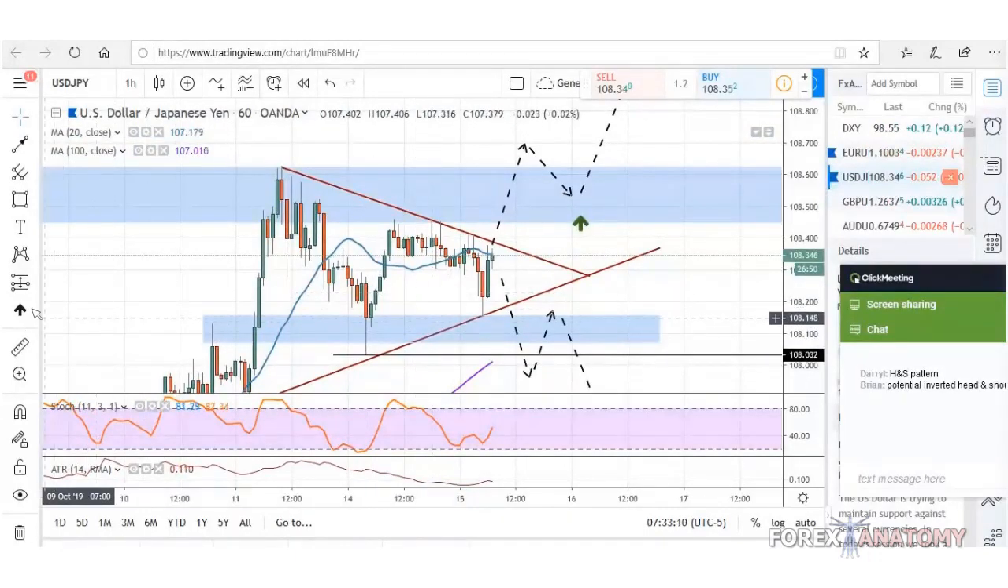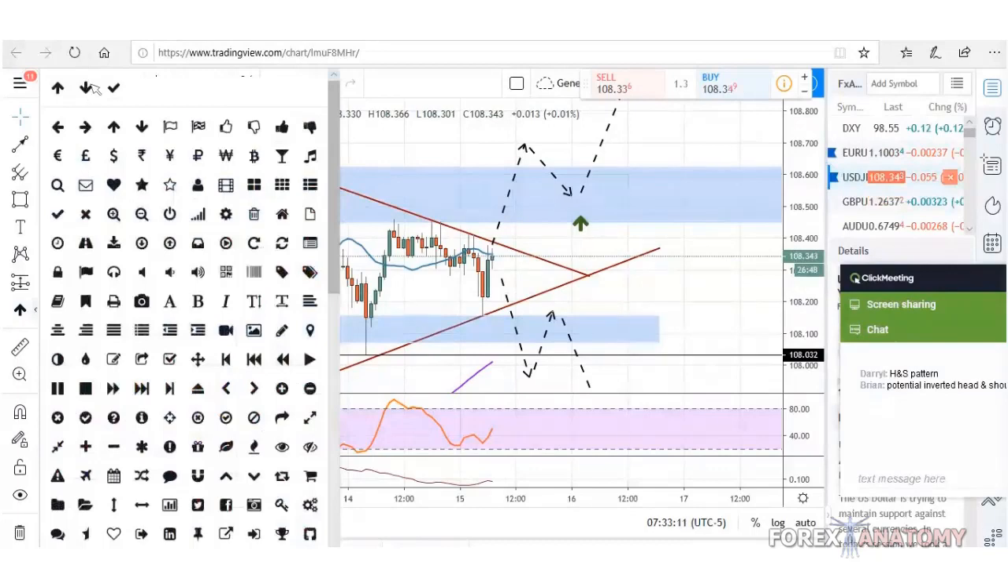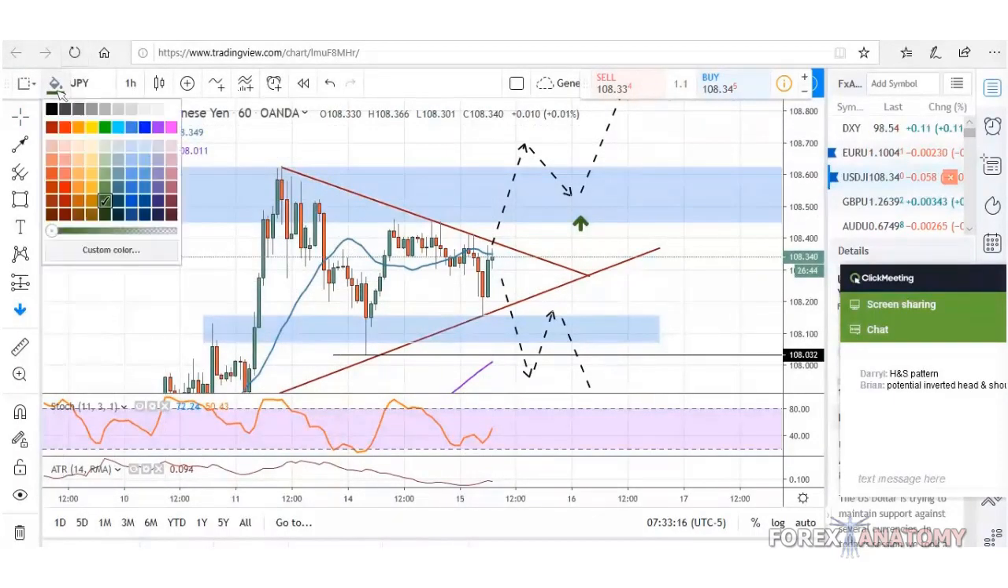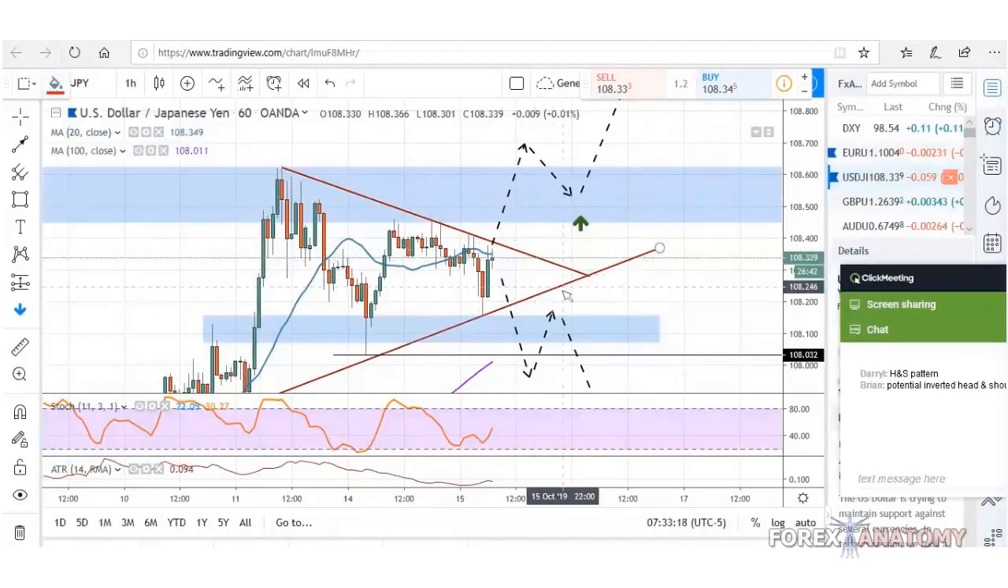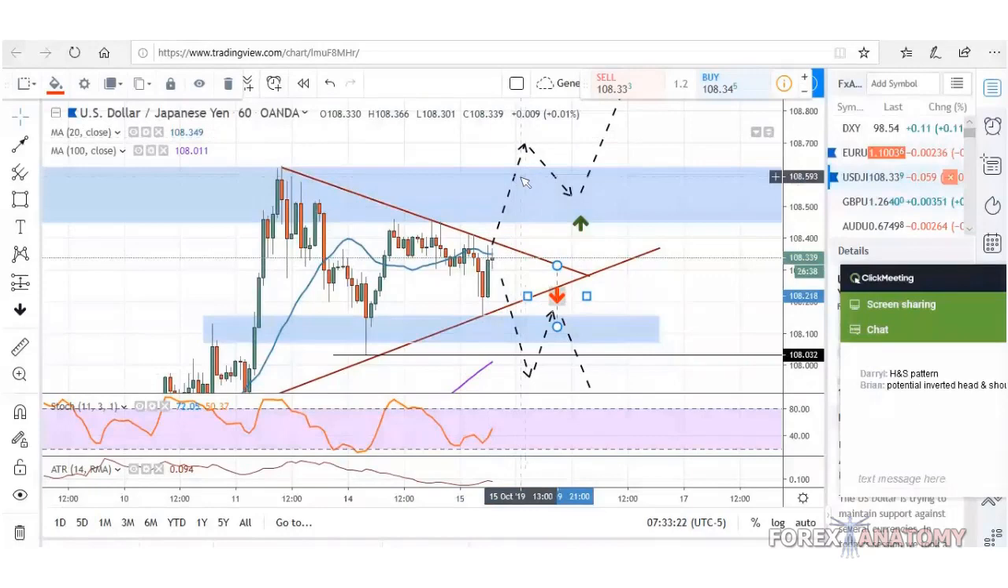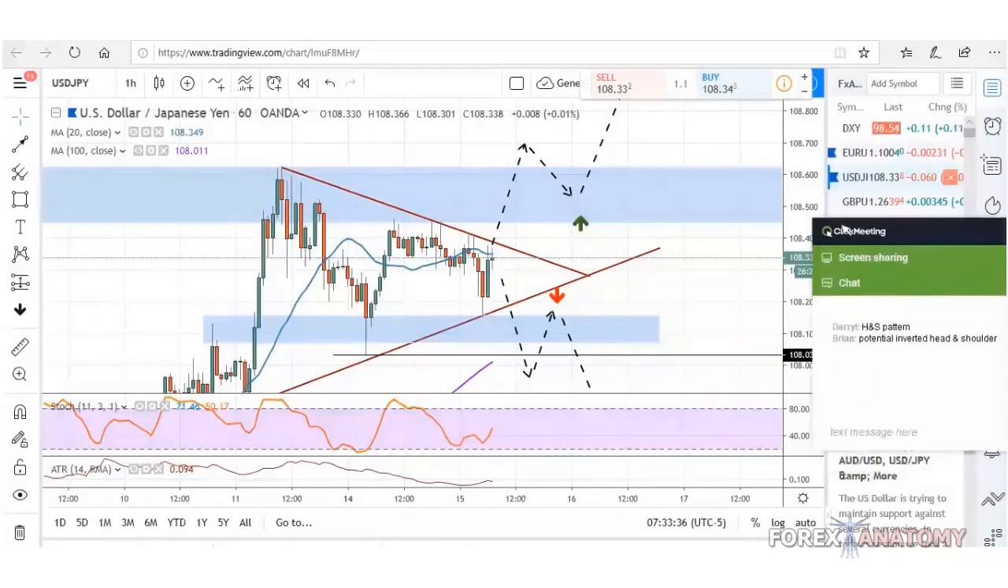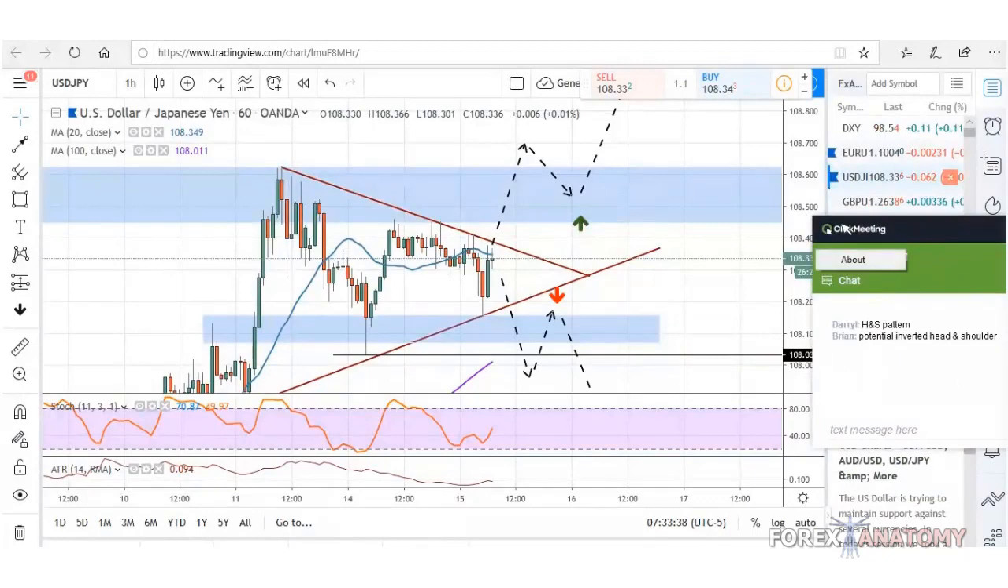So that's pretty much it for the US dollar Japanese yen. We'll be looking for those two breakout scenarios to take place. Either price is going to break down or it's going to break out to the upside. So we'll just wait and see what will happen for this particular pair. But are there any questions about anything that we mentioned on this webinar before we close out for today?